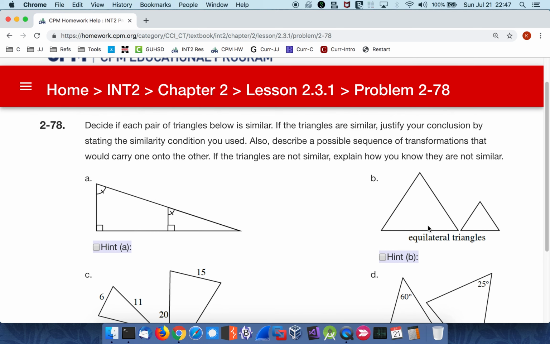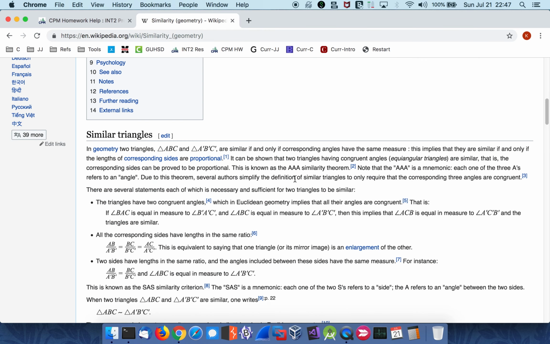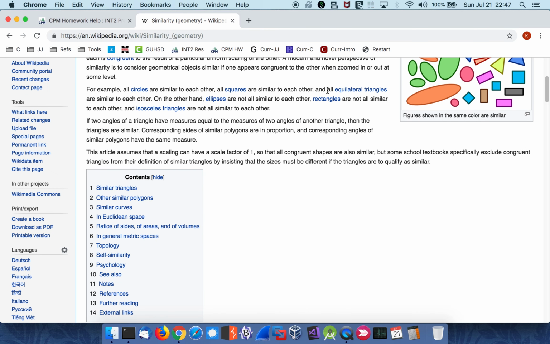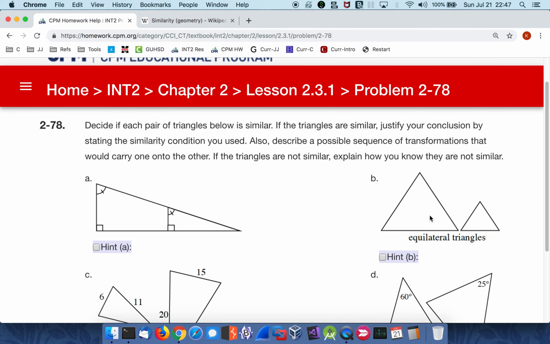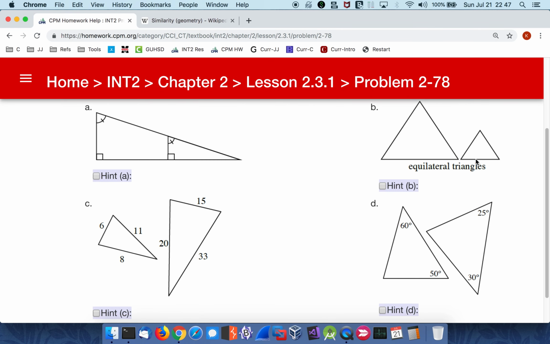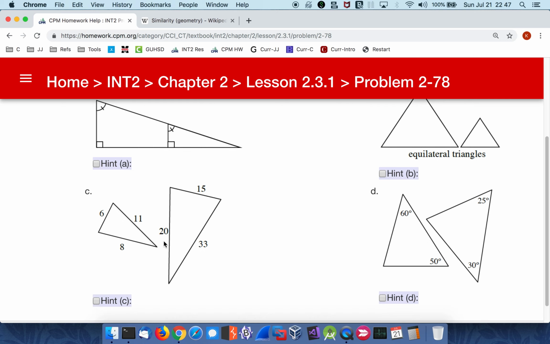So now B, equilateral triangles. Well, as we just saw, by looking over here, it flat out says all equilateral triangles are similar to each other. Equilateral triangles, both similar, done. Okay, ooh, all right, here we go.